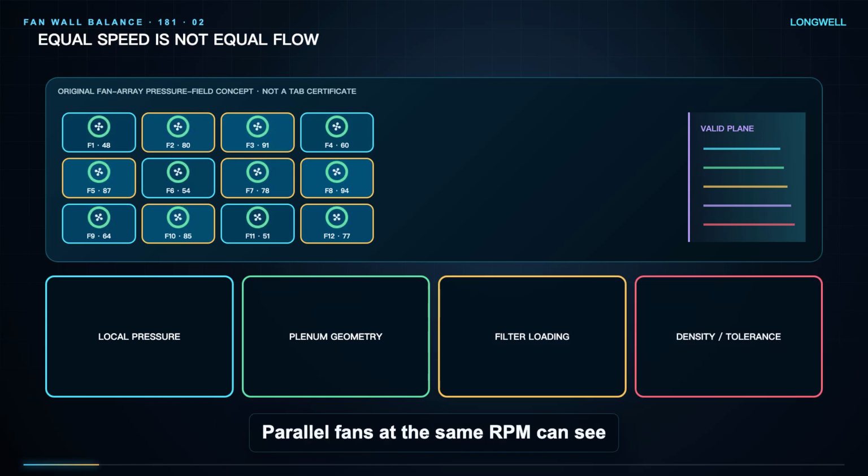Parallel fans at the same RPM can see different inlet and discharge pressures because of plenum geometry, nearby columns, filter loading, leakage, or local recirculation. Wheel condition, manufacturing tolerance, motor calibration, and air density add more variation. Current, power, frequency, and percent command are useful diagnostics, but none is a universal airflow meter.